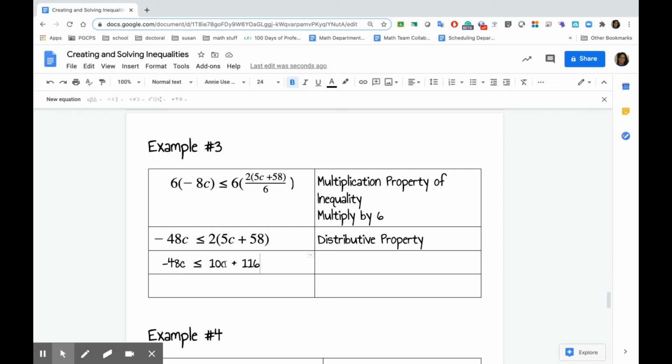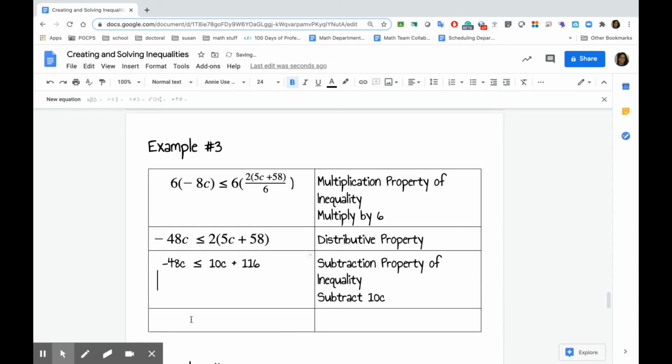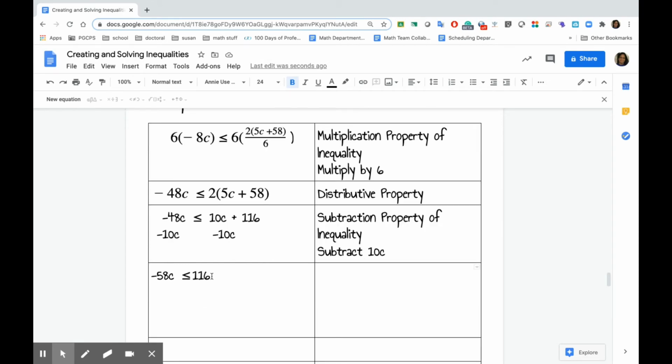Next, we eliminate 10c on the right side, so we'll use the subtraction property of inequality. So subtract 10c. The left side will be subtracted by 10c, same as with the right side. Now the left side will be negative 58c, and it's less than or equal to 116. Now let's eliminate the coefficient of c by using the division property of inequality.